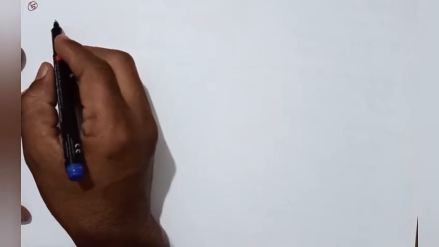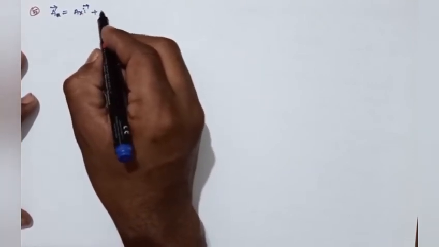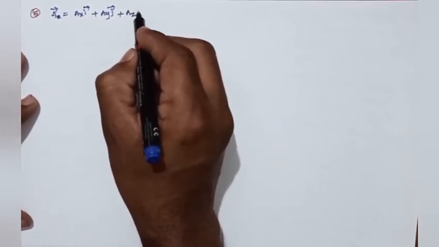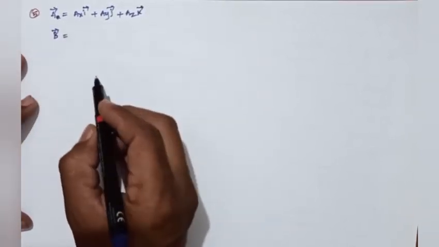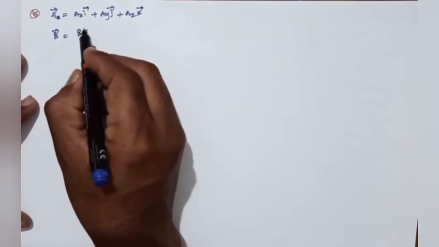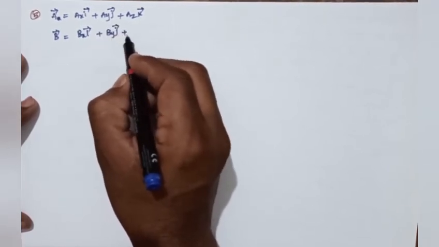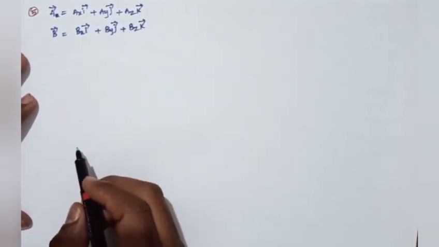so we are taking the fifth property. The two vectors we have taken: a bar equals ax i bar plus ay j bar plus az k bar, and b bar equals bx i bar plus by j bar plus bz k bar. Okay, two vectors are taken.